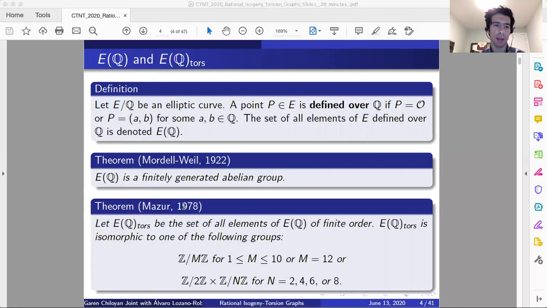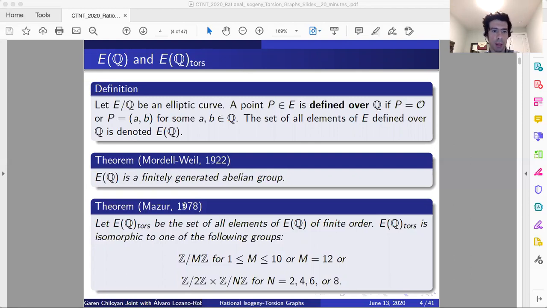The Mordell-Weil theorem, here stated in a little simplified form, was proven by Louis Mordell in 1922 and extended by André Weil in 1928. It states that the set of rational points of E is a finitely generated abelian subgroup of E. But for this talk, we really only care about the rational torsion subgroup of E, the set of elements of E(Q) of finite order, denoted E(Q)_tors.